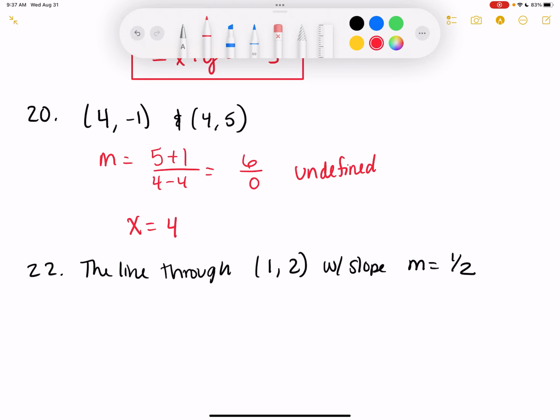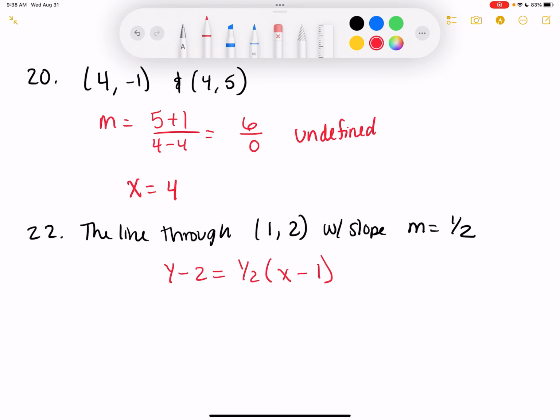Point slope form. So what am I plugging in? The 2 for y. y minus 2 equals 1/2 times x minus 1. Now I need to get it to slope-intercept form. So what do I need to do? Add the 2 and distribute.